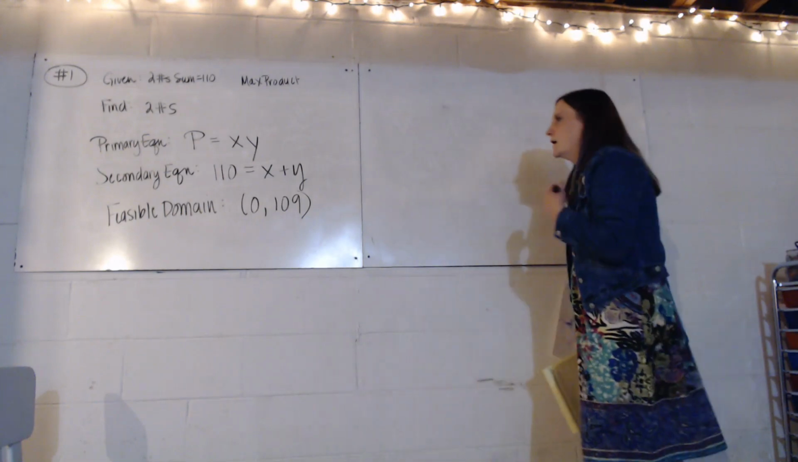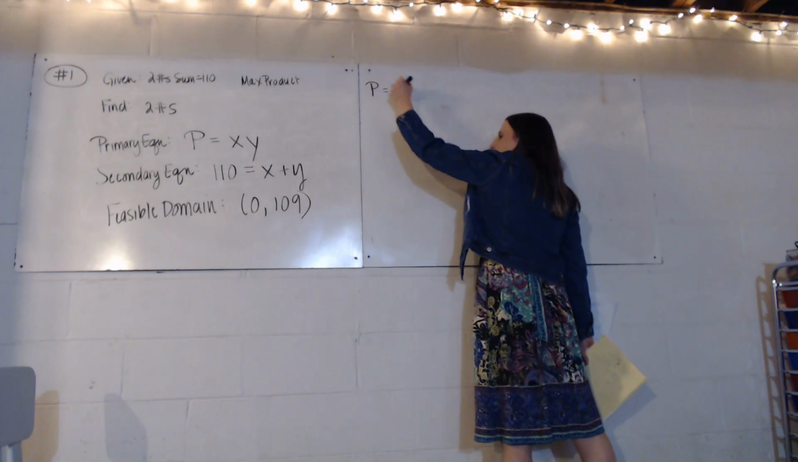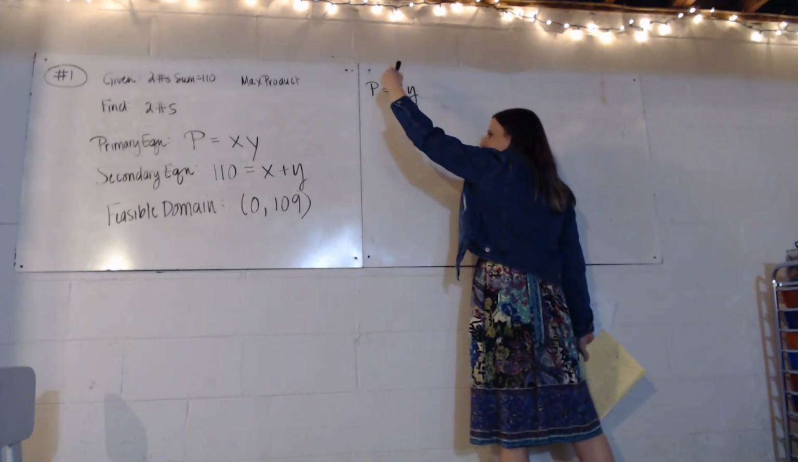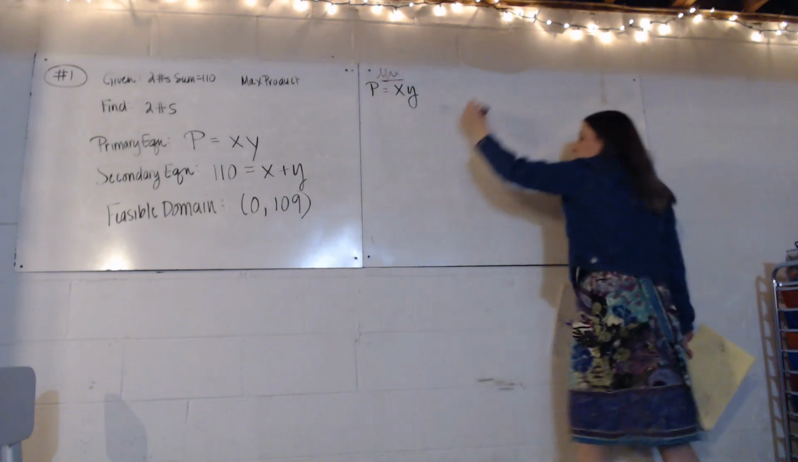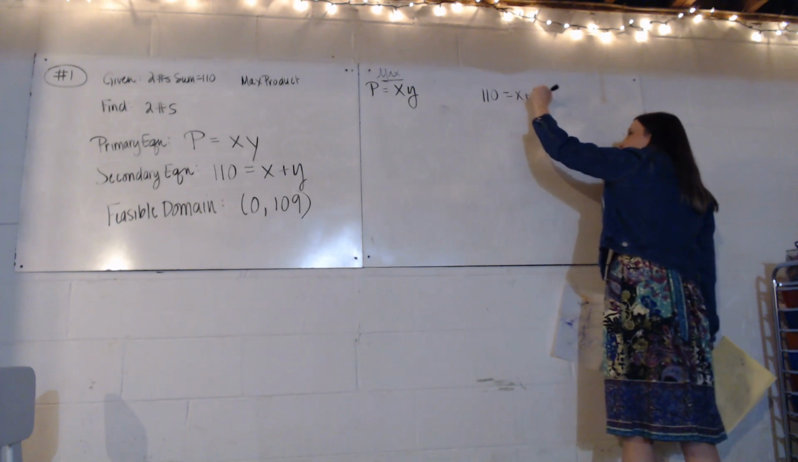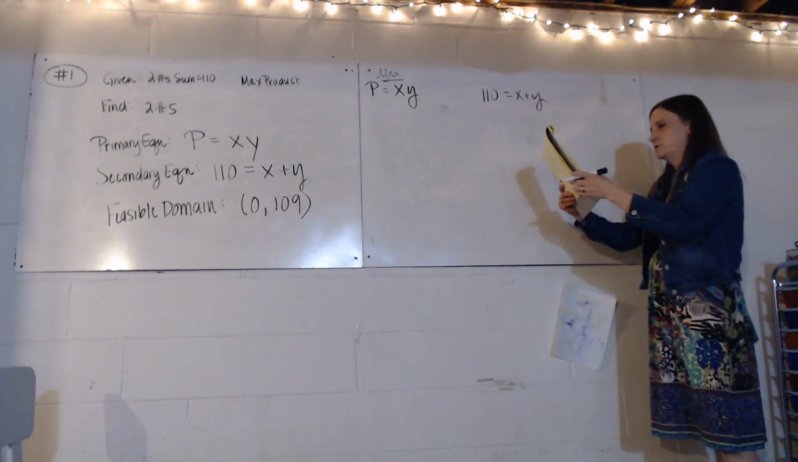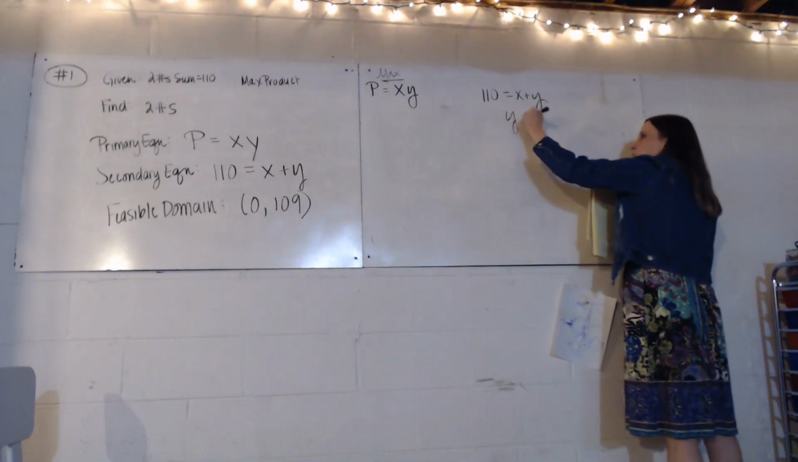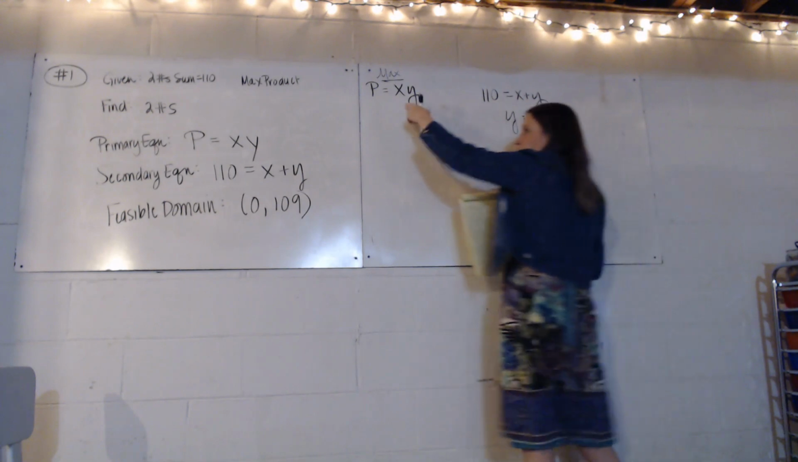Okay. So when I'm solving these problems, here's the thing I want to maximize or minimize. In this case, I want to maximize it. And my secondary equation is 110 is equal to x plus y. So I'm going to solve for one of my unknowns. I'm just going to do what I have in my notes. I solve for y. y is equal to 110 minus x. And I plug that into this equation.